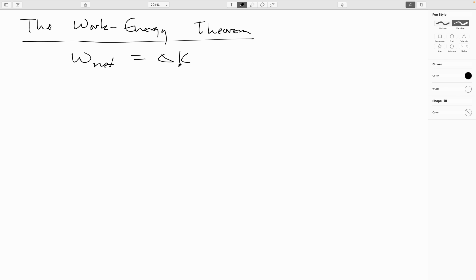All right. What we can do, though, is take the net work and split it up. We can say that it's equal to the work done by non-conservative forces plus the work done by conservative forces. That pretty much covers every possibility. It's either one or the other.